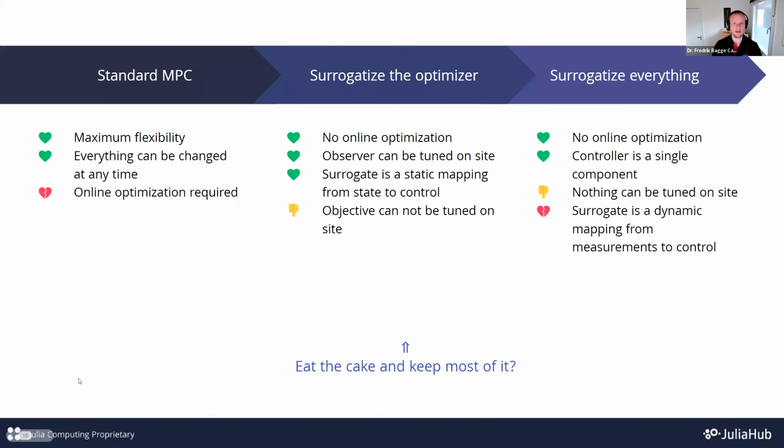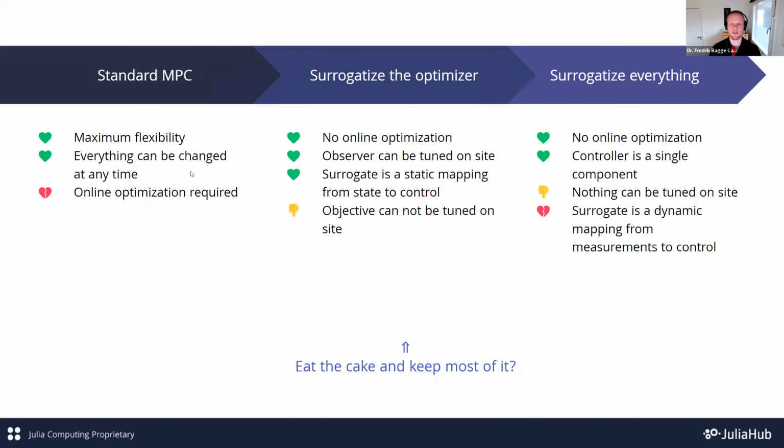So if we have a look at what options we have to mitigate this problem, if we start looking at the far left, we have a standard MPC controller without anything fancy, no surrogatization. This is very nice from the perspective that it offers you maximum flexibility. You can at any time tune any of the parameters in both the observer and in the MPC controller. And you can even do that after you have deployed the controller. But the broken heart here indicates that it requires online optimization. So we need to put the optimizer in the loop with all the challenges that brings.